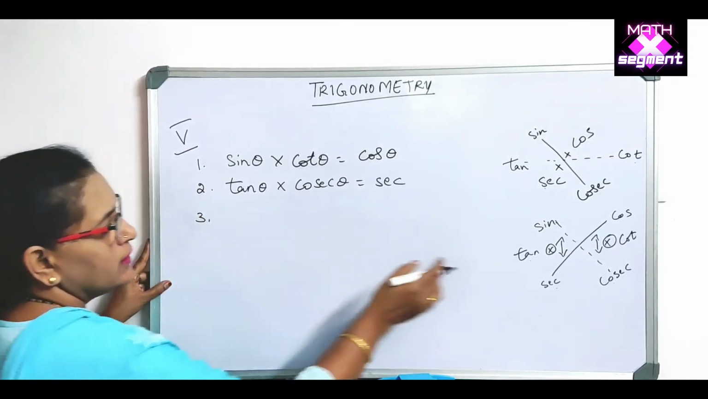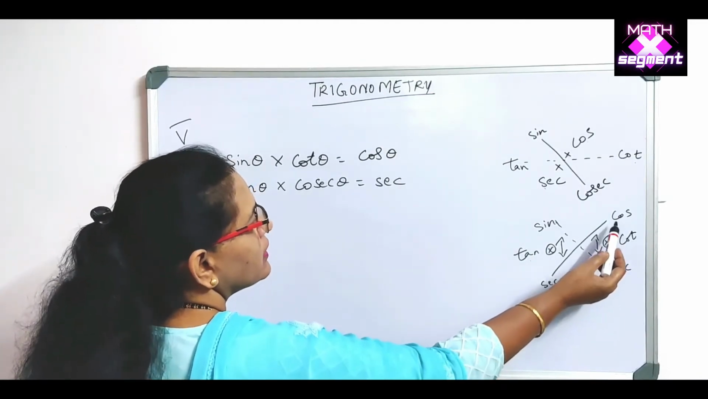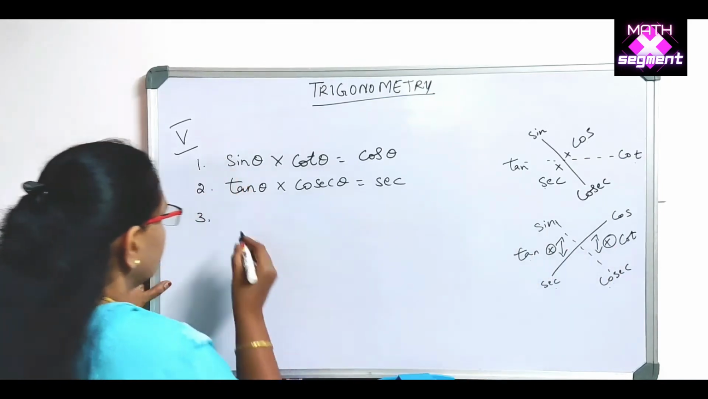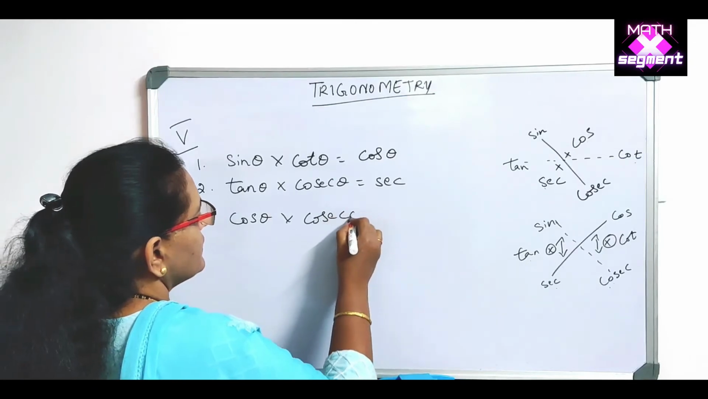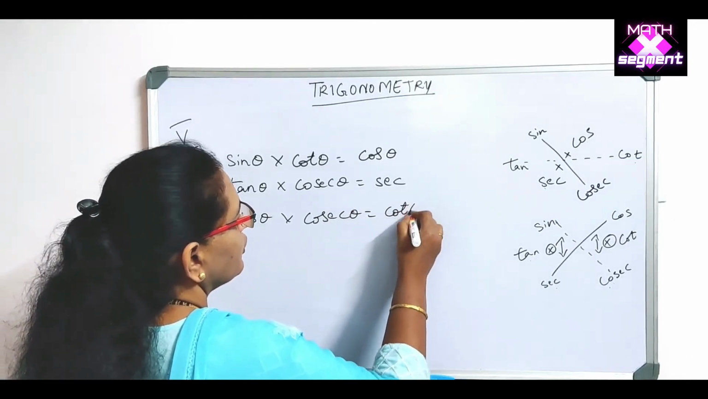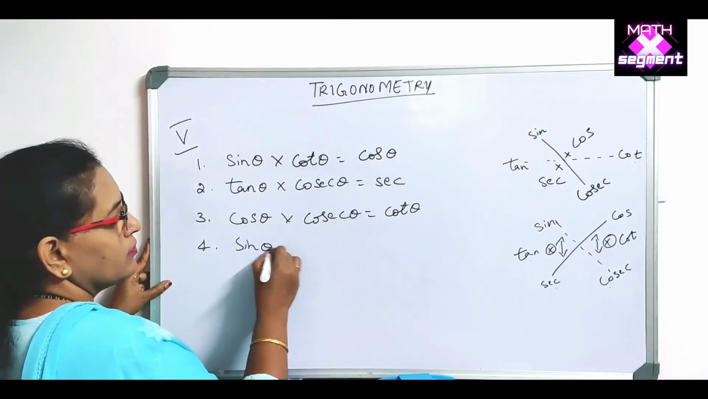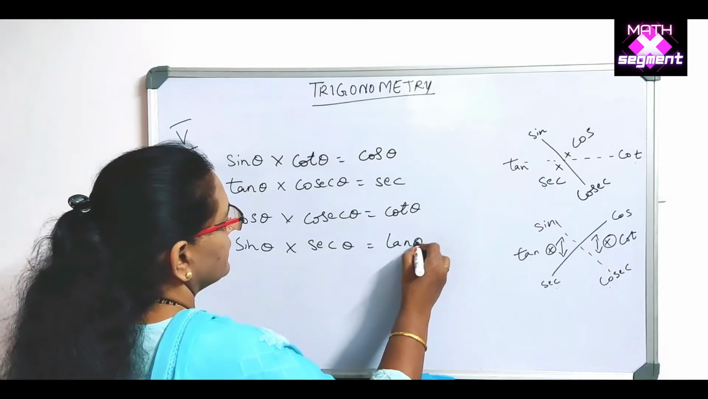Now next, in the next figure I will write down another two formulas where the multiplication sign is here. So that means cos into cosecant is cot theta. That means cos theta into cosecant theta is equal to cot theta. Then the fourth one, sine theta into secant theta is equal to tan theta.